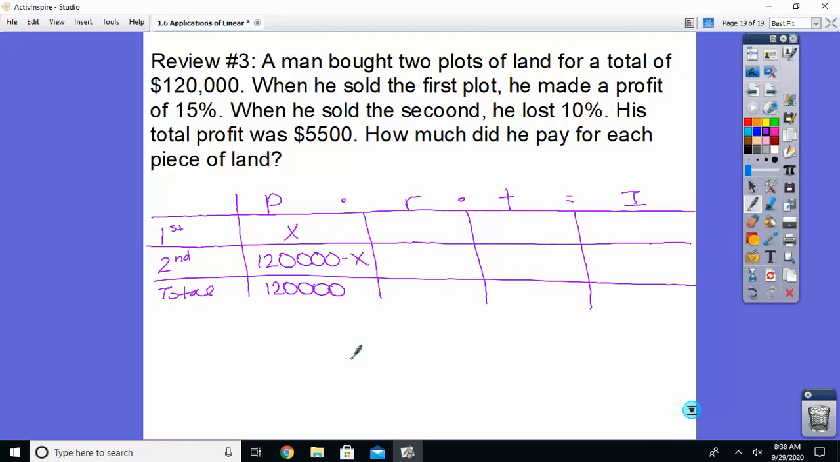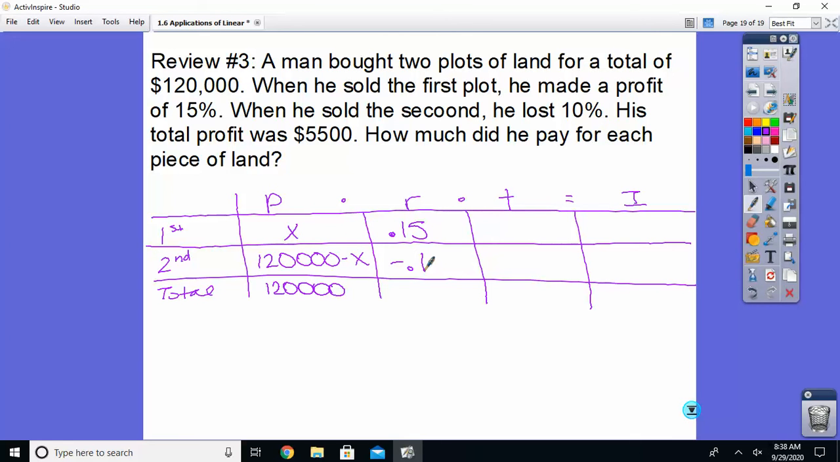Okay. When he sold the first plot, he made a profit of 15%. So what's my rate there? 0.15. When he sold the second, he lost 10%. How would I show a loss in my interest rate? Negative 0.1. Did it tell me an overall percent anywhere? Nope, so I'm just going to leave that blank.